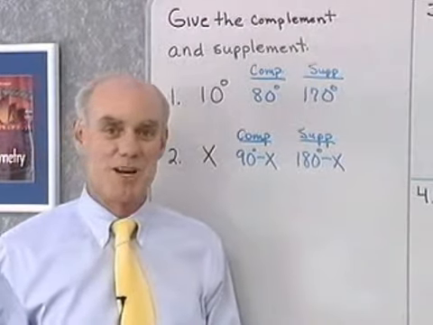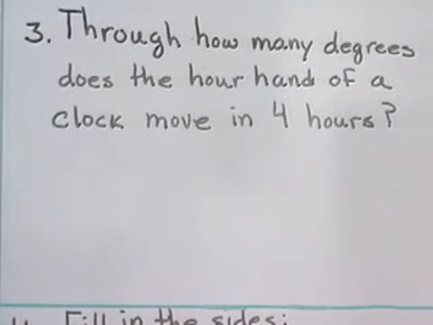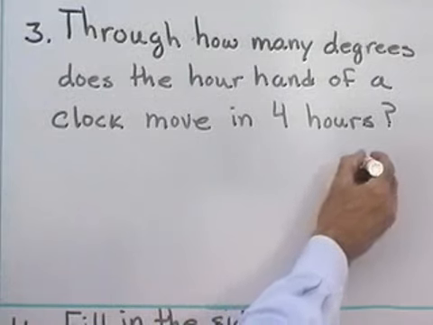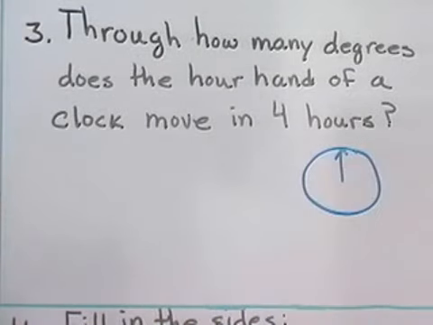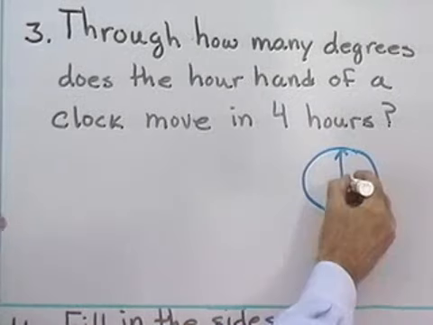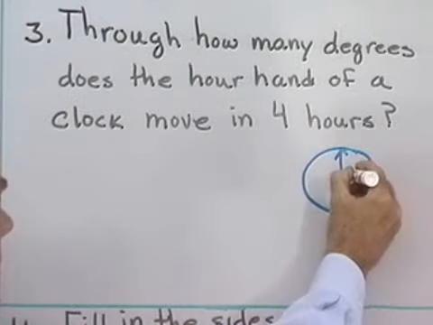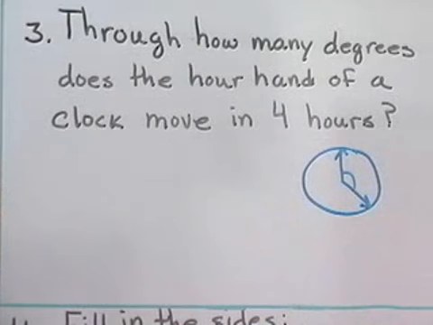Let's look at our next problem. Through how many degrees does the hour hand of a clock move in 4 hours? So what we want to know is this. Here we have a clock, let's say. Here's the hour hand at noon. At 4 o'clock it's going to be pointing down here. We want to know about how many degrees are in that angle.